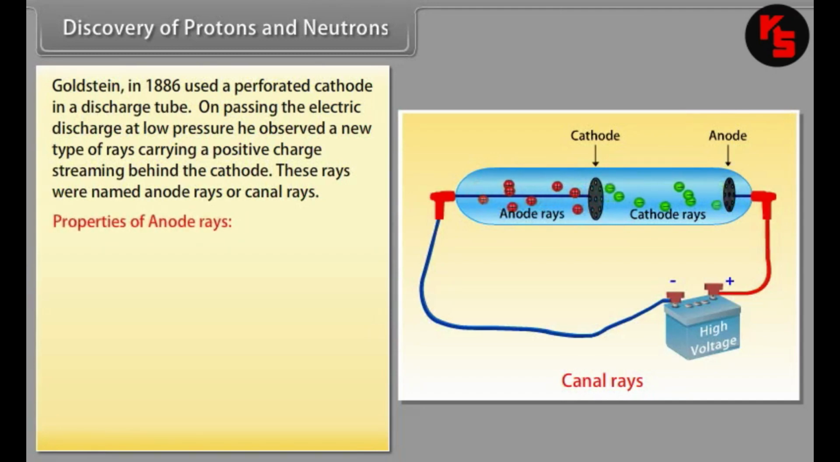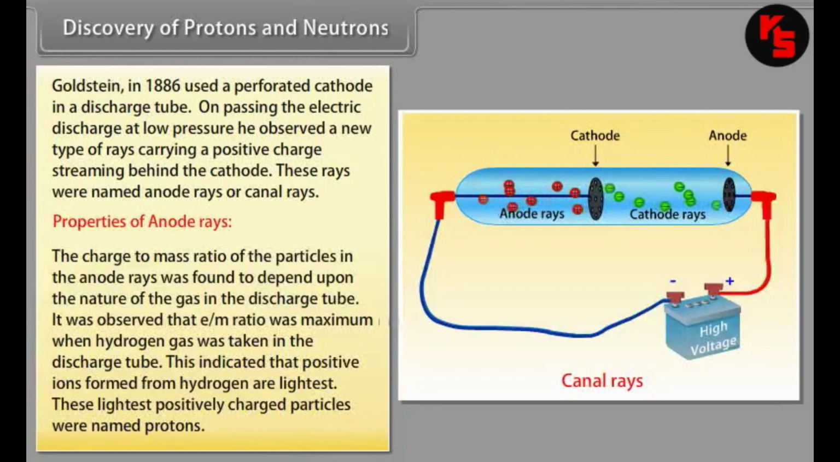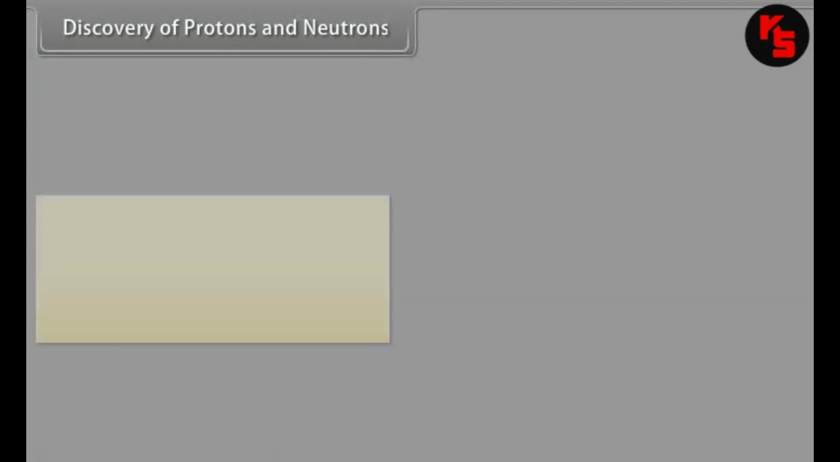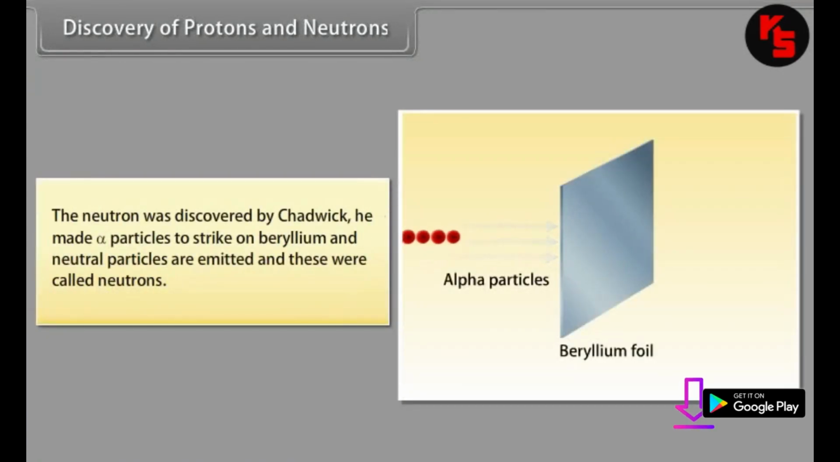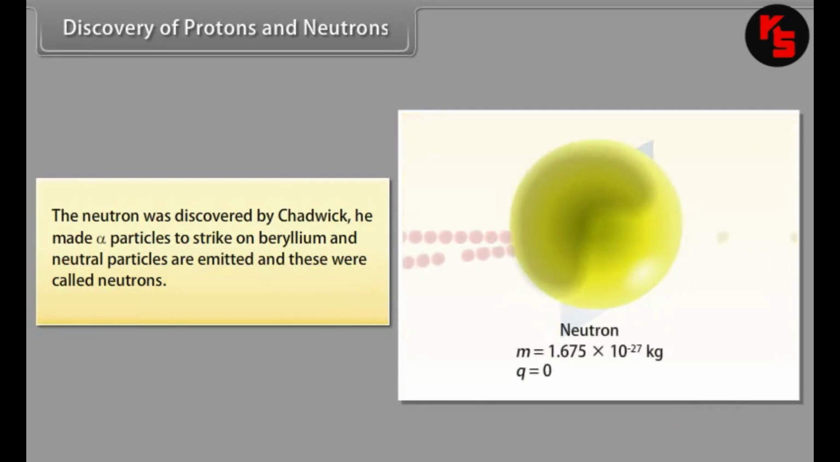Properties of anode rays. The charge-to-mass ratio of the particles in the anode rays was found to depend upon the nature of the gas in the discharge tube. It was observed that the e/m ratio was maximum when hydrogen gas was taken in the discharge tube. This indicated that the positive ions formed from hydrogen are lightest. These lightest positively charged particles were named protons. The neutron was discovered by Chadwick. He made alpha particles strike on beryllium, and neutral particles are emitted, and these were called neutrons.